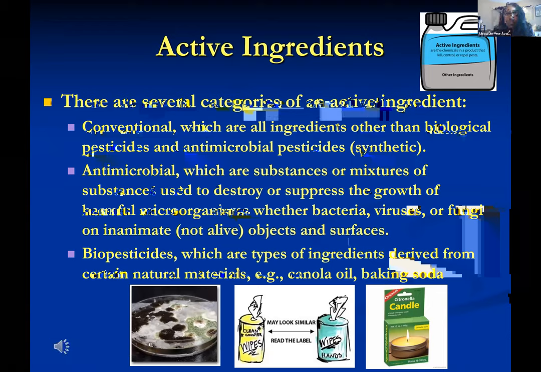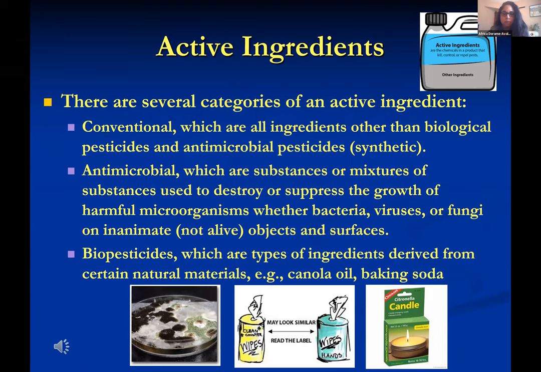There are several categories of an active ingredient. You have your conventional, antimicrobial, and biopesticides. Conventional are all ingredients other than biological and antimicrobial pesticides. Antimicrobials are substances or mixtures of a substance used to destroy or suppress the growth of harmful microorganisms, whether it's bacteria, viruses, or fungi on inanimate objects and surfaces. Biopesticides are types of ingredients derived from certain natural materials. Biopesticides are often effective in very small quantities, and they often decompose quickly, resulting in lower exposures and largely avoiding the pollution problems caused by conventional pesticides. And when you use biopesticides as part of IPM or integrated pest management practices, they can greatly reduce the use of conventional pesticides.